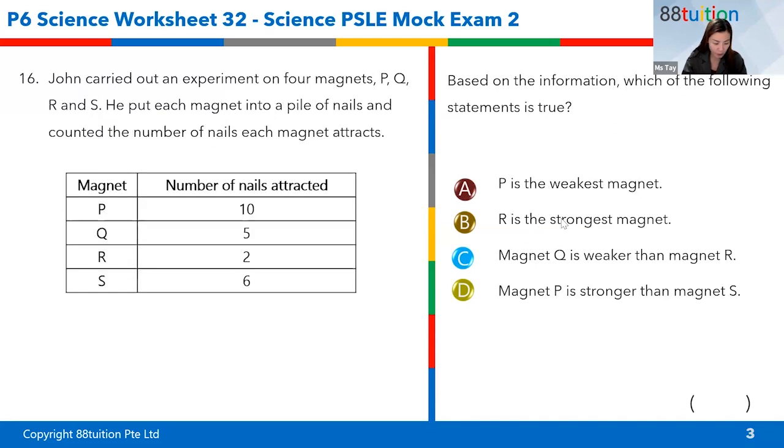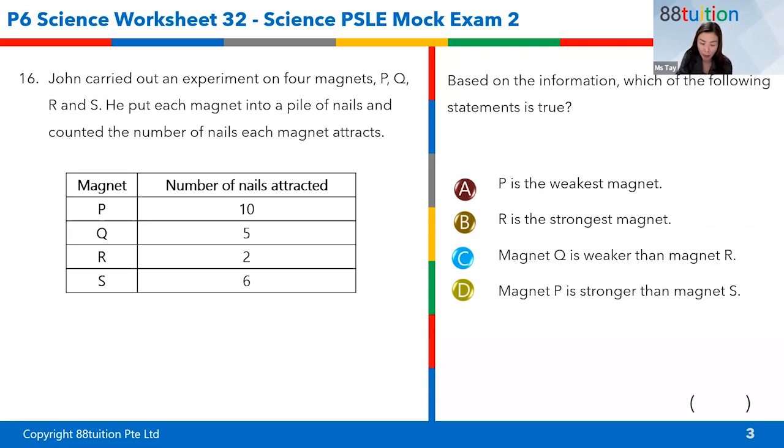Okay, then question 2. Your question 2 is my question 16 because I follow the entire full mock paper to pull out the questions. Okay, so John carried out an experiment on 4 magnets, P, Q, R, and S. Only one person got this wrong, so I'll quickly go through. So he put each magnet into a pile of nails and counted the number of nails each magnet attracts. So the stronger the magnet, right, the more nails it will attract, isn't it?